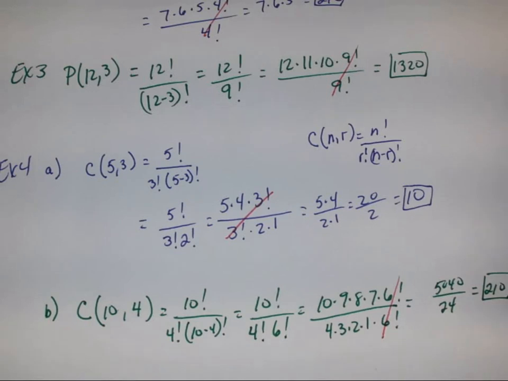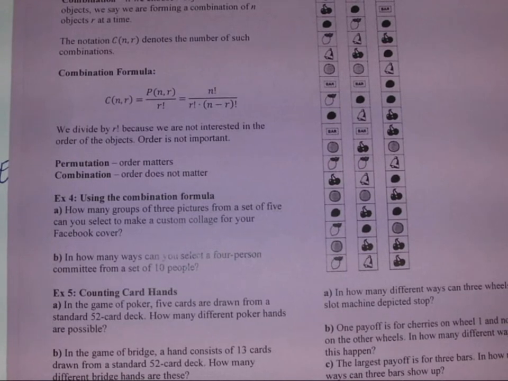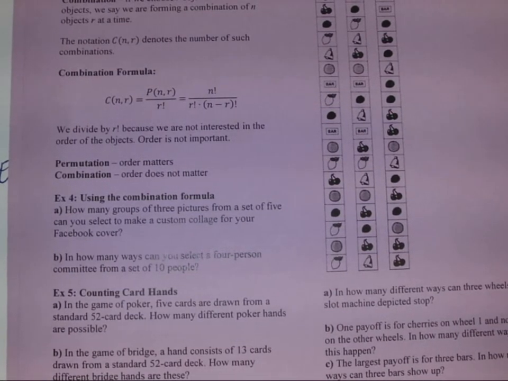All right, so let's go look at counting card hands. In the game of poker, 5 cards are drawn from a standard 52 card deck. How many different poker hands are possible? So 52 cards is always going to be the number of cards in your standard deck.